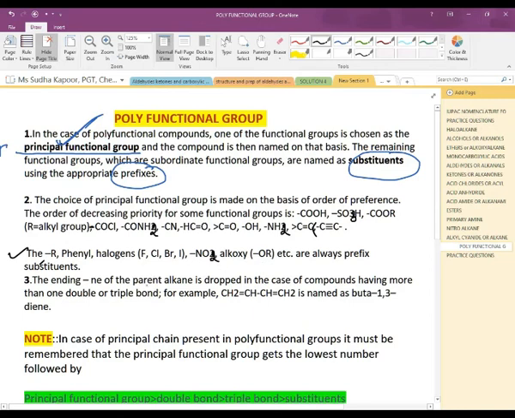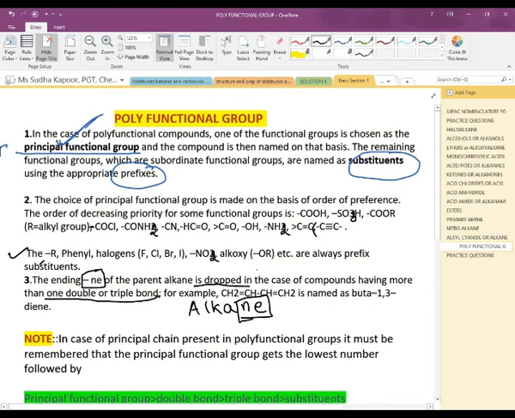Now the next thing, the ending ne, this is very important. The ending ne of the alkane is dropped, is to be removed in the case of compounds having one or more double or triple bonds. Remember, if there is one double or more than one double or a triple bond, then in this case we are going to drop ne both. Both the ne have to be dropped and we will be using the word alka, ALKA.